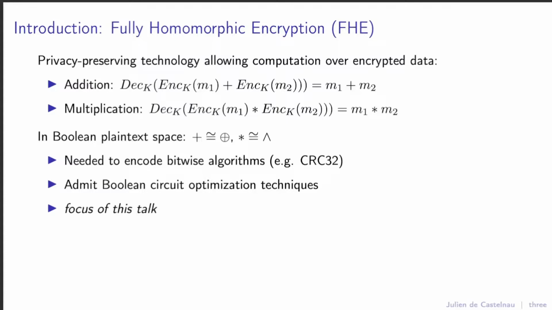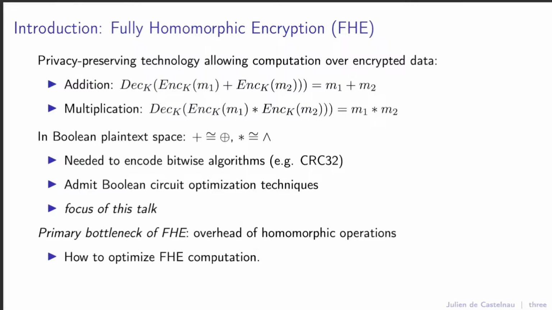In this setting, additions and multiplications are equivalent to XOR and AND gates respectively, and so we'll use them interchangeably going forward. This case is of special interest because a Boolean plaintext representation is needed to homomorphically evaluate any algorithm that requires a bitwise number representation, such as a CRC32. In addition, using a Boolean plaintext space admits the use of Boolean circuit optimization techniques, which we will discuss further. However, the primary bottleneck of most FHE schemes is the overhead of these homomorphic operations, so for this reason we're interested in how to optimize these computations and reduce the overhead.